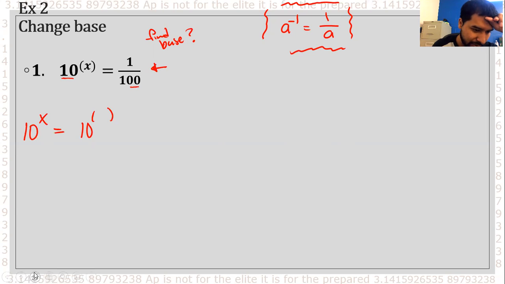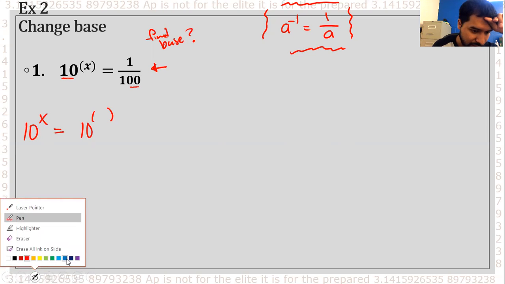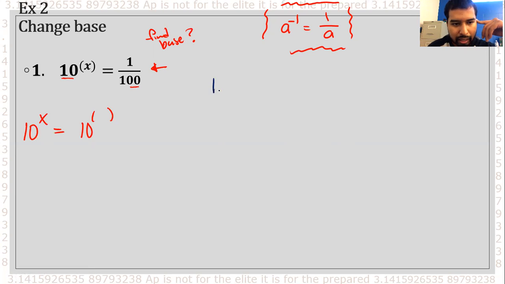So let's think about that real quick. I'm going to go ahead and think out loud for you guys. 10 raised to the second gives me 100, but I don't want 100. I want 1 over 100. So therefore, it must be 10 raised to the negative 2, because the negative drops my base to the denominator. So this has to be a negative 2.